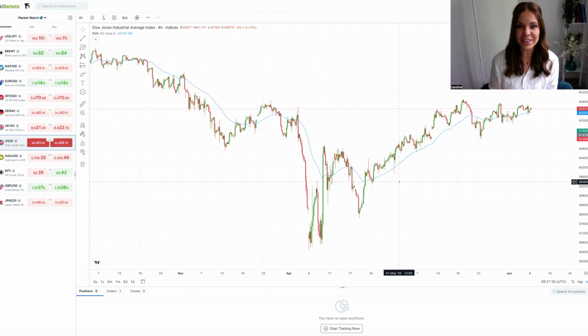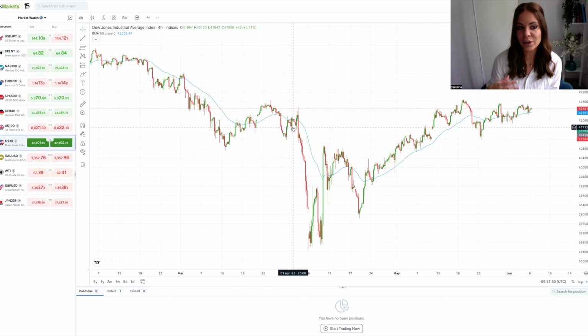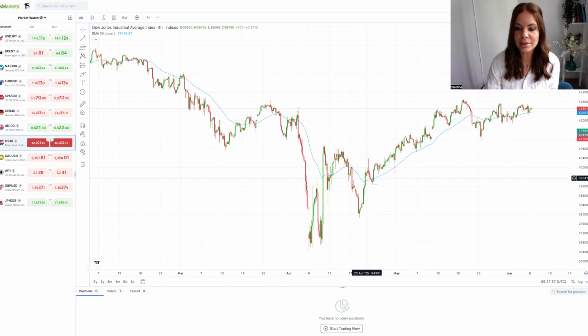Now, how we use this to determine whether we're in an uptrend or a downtrend, we say that if the market is predominantly above the EMA, we're in an uptrend, therefore we're looking for buy positions. If the market crosses to below the EMA, we're now in a downtrend and we're looking for sell positions. You'll notice that sometimes the market does come down to the EMA, but on the whole, it stays above it when it's in an uptrend.